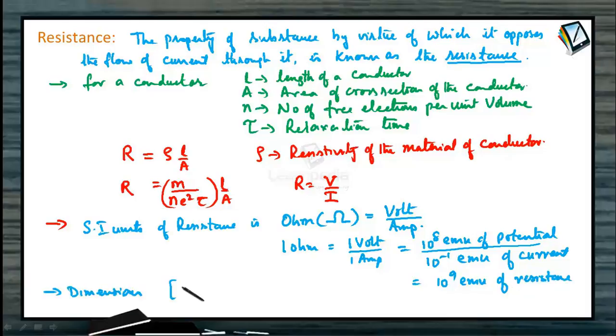Dimensions: volt is the work done in moving the charge from infinity to that particular point, work done per unit test charge, divided by ampere. So it will be M L square T to the power minus 3 A to the power minus 2. This is the dimension of resistance. Now how do we get this one? R is equal to m by n e square tau into L by A. Let us look into this particular value.